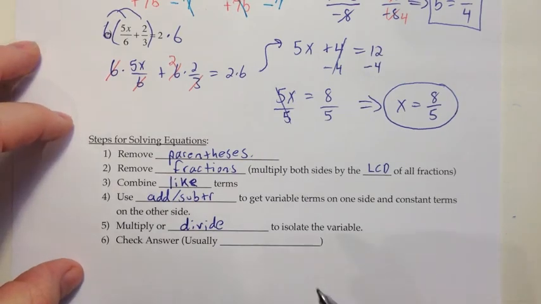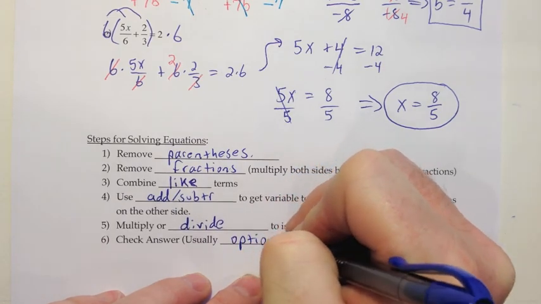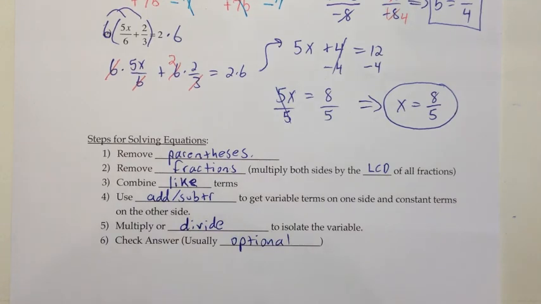And then finally you can check your answer, and that's usually optional. And you can kind of see that that's optional in a way because I didn't do that on any of the 5 that I just went through. Alright, so those are the steps that we're going to use to solve equations from here on out.